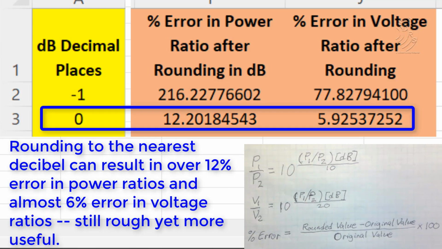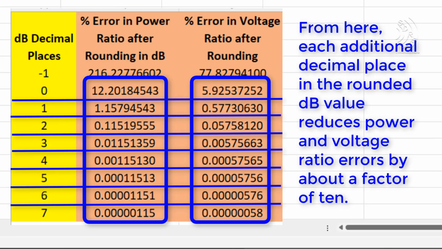By rounding to the nearest decibel, we reduce the maximum power error to about 12.2% and the maximum voltage error to about 5.9%. This gives a closer approximation that might be sufficient for preliminary calculation. From this point, each additional decimal place that we use in the rounded value reduces both the power and voltage ratio errors by about a factor of 10.